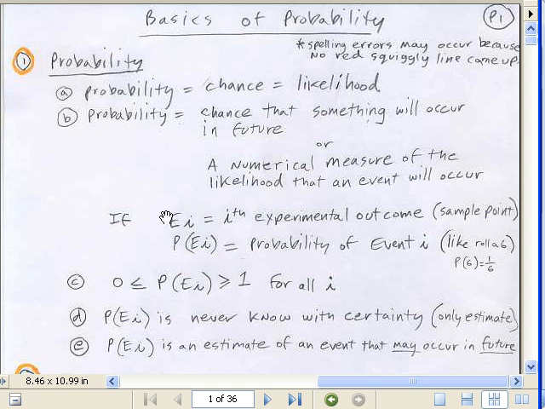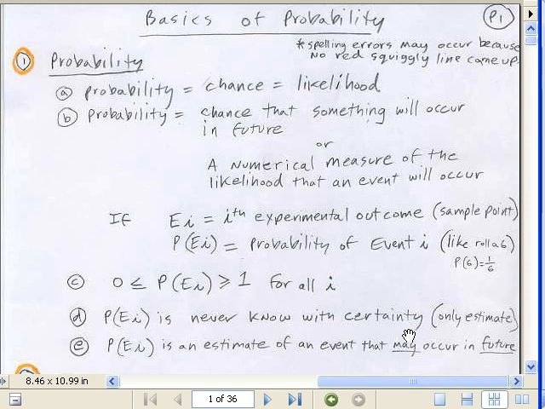Hey, if we have E sub i as the ith experimental outcome, like rolling a 6, I want to see what's the probability of getting a 6 when I roll a die. And this stands for our probability of that, like probability of rolling a 6 is 1/6. Then probability is a number between 0 and 1 inclusive. Always, no matter what, if you see a number that's negative or greater than 1, you immediately say that is not a probability.